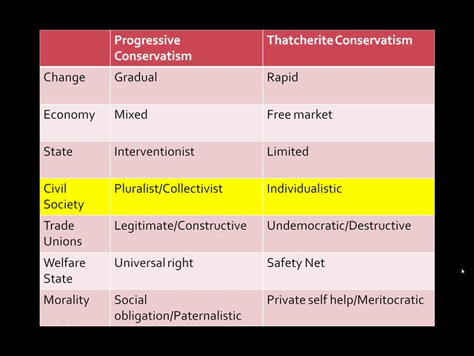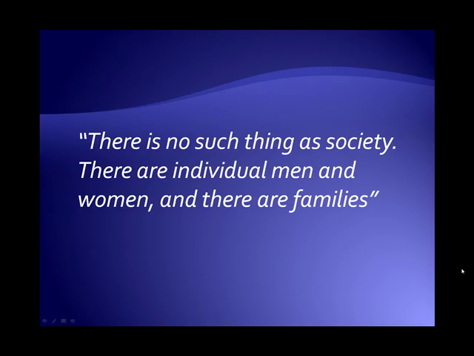In respect of civil society, progressive conservatism had a collectivist approach to viewing civil society. In contrast, Thatcherism took a very contrary position. It was summed up by an infamous quote which Margaret Thatcher gave, which was that there is no such thing as society, there are individual men and women, and there are families. Let's unpick this a little. Basically, what Thatcher was saying was expressing a position with the following premises. She believed that individuals always make much better judges of their own best interests than any paternalistic government could ever do.